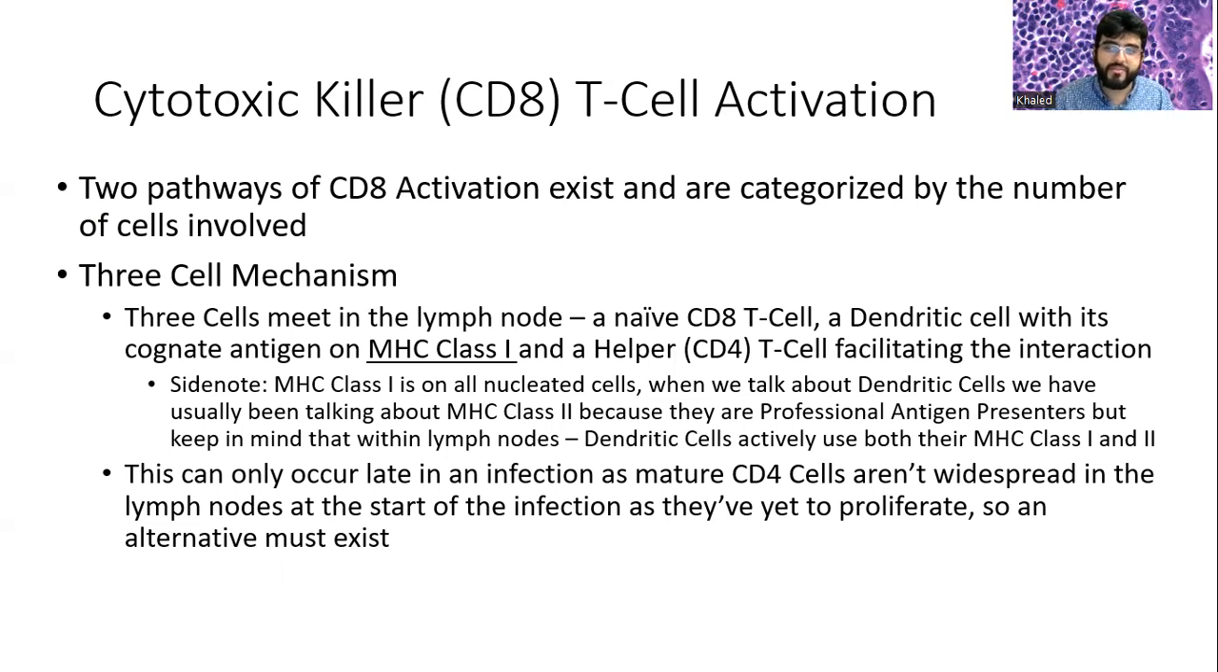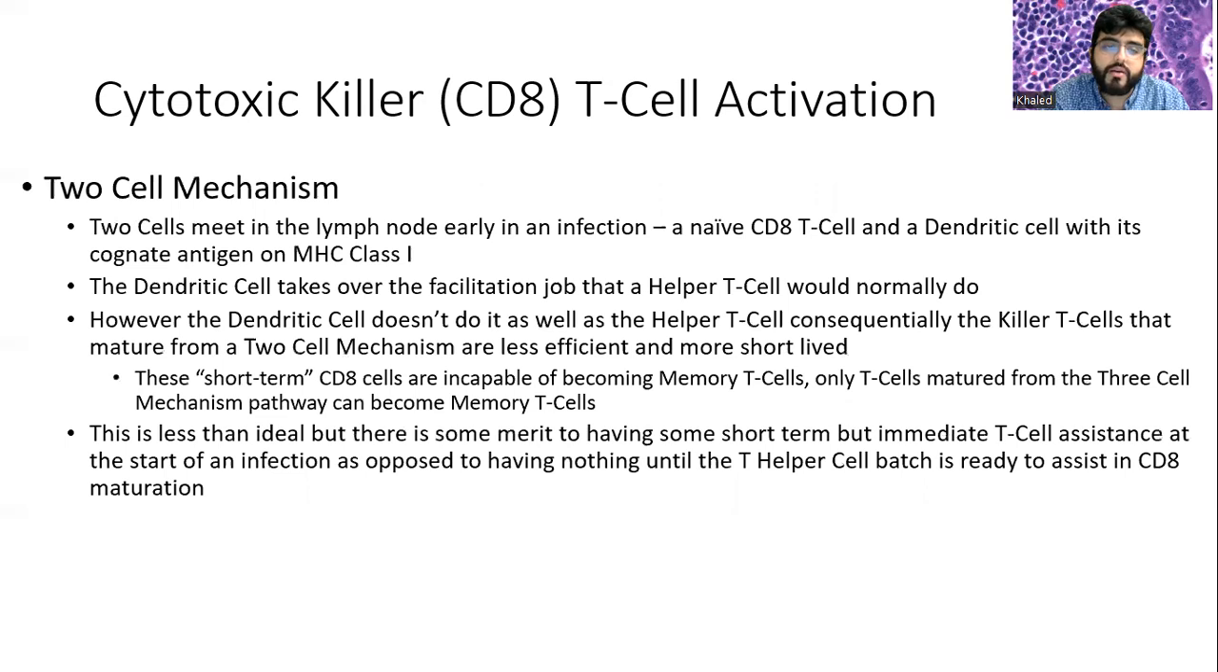So this is why the 3-cell mechanism works better. Now, what's the benefit of the 3-cell mechanism? The CD8 T-cell product from this is better, if you will, lots of better words. And so we're going to talk about what that means after we talk about this 2-cell mechanism. So 2-cell mechanism, same setup, but this occurs early in an infection. So what do you think the difference might be? If I said the difference for 3-cell mechanism is that you had these effector CD4 cells who can facilitate the interaction and help with the 3-cell mechanism, how might a 2-cell mechanism be different?